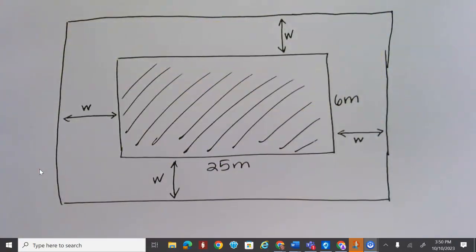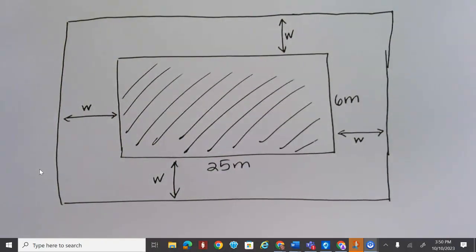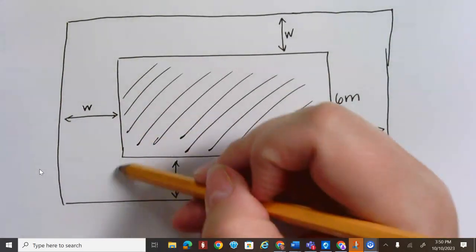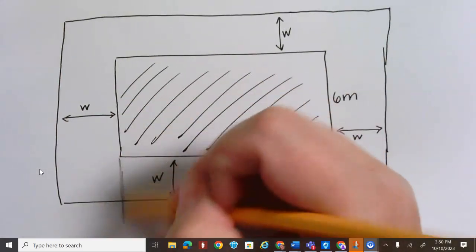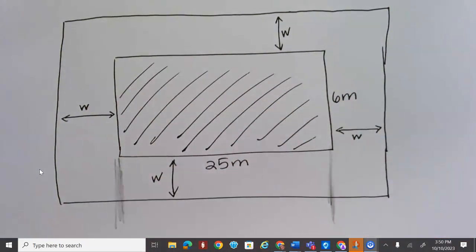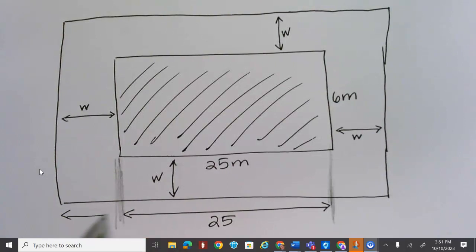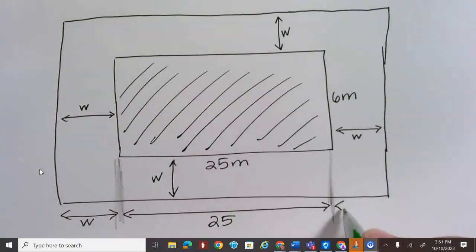So if the pool is 25 meters wide, then what we're going to do is divide this up. Let me borrow a pencil over here. I could say that from here to here is 25, right? And then on either side of that, we have this width. It's the same down here. So whatever the width is, whatever W is, we've got that part here, and we've got that part here.